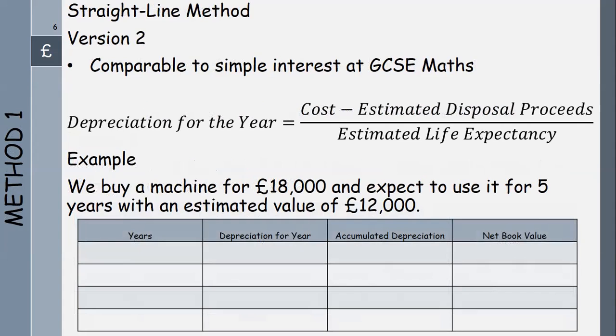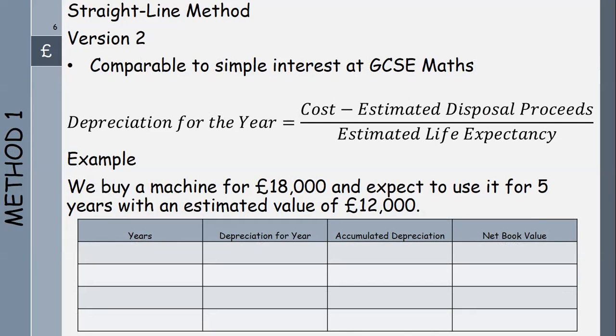The second version though is when they don't give you a percent, but instead they give you how much they expect it to be worth after so many years. You can use a formula for this, and it just works out the difference between how much you paid for it and how much you expect it to be worth, and divides by how many years. That tells you how much you should take away each year. It's a very straightforward formula. It's the cost, take away the estimated disposal proceeds, so how much it would be worth after so many years, divided by the estimated life expectancy, so how many years you're going to keep it.